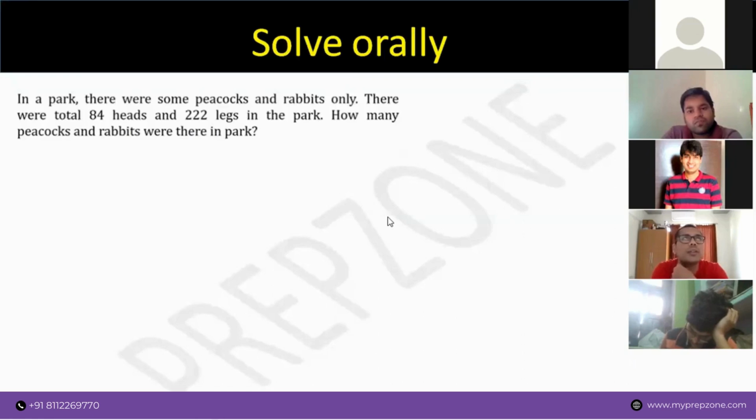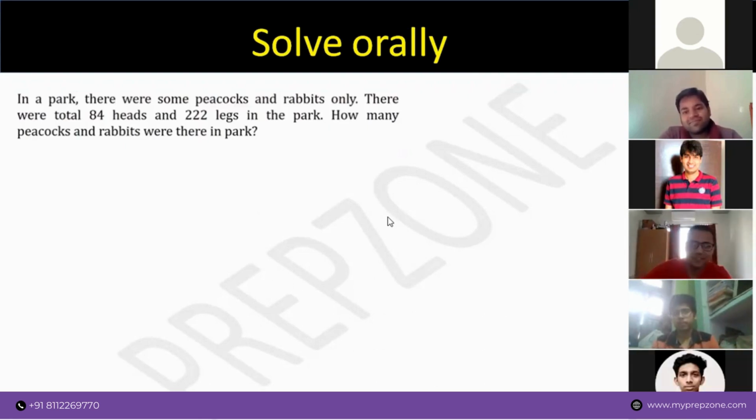54 by 2 is 27. No, it was not 154, it was 54. Sorry, 54. So 27 rabbits are there. Correct. Which means how many peacocks are there? So 84 minus 27, which is 57.